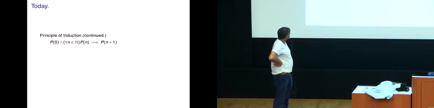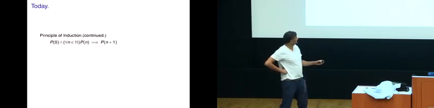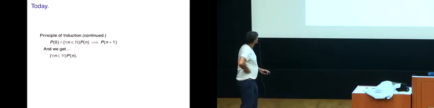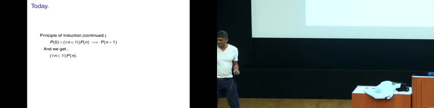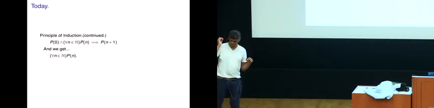So P of 0 is the statement with 0 plugged in for that natural number. And now it says if for every n in the natural numbers, P of n implies P of n plus 1, is the statement true for all natural numbers? Yes. That's the principle of induction. All you need to do is those two steps, and then you've proven the statement for all natural numbers.